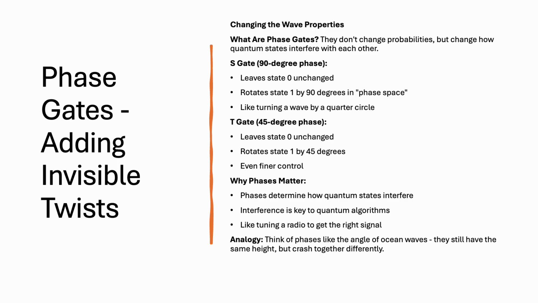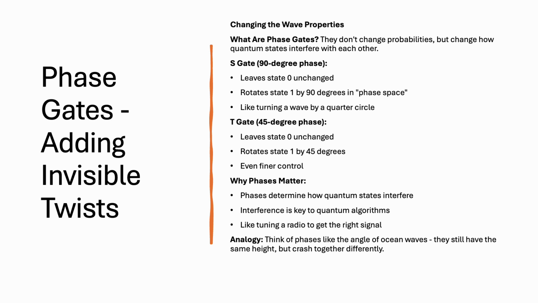To visualize phase gates on a Bloch sphere, imagine the sphere rotating around its vertical axis. The north pole, state 0, stays in place, but every other point on the sphere rotates around this axis. A full 360-degree rotation would bring you back to where you started, which is why phase gates can be applied multiple times to create precise phase shifts.